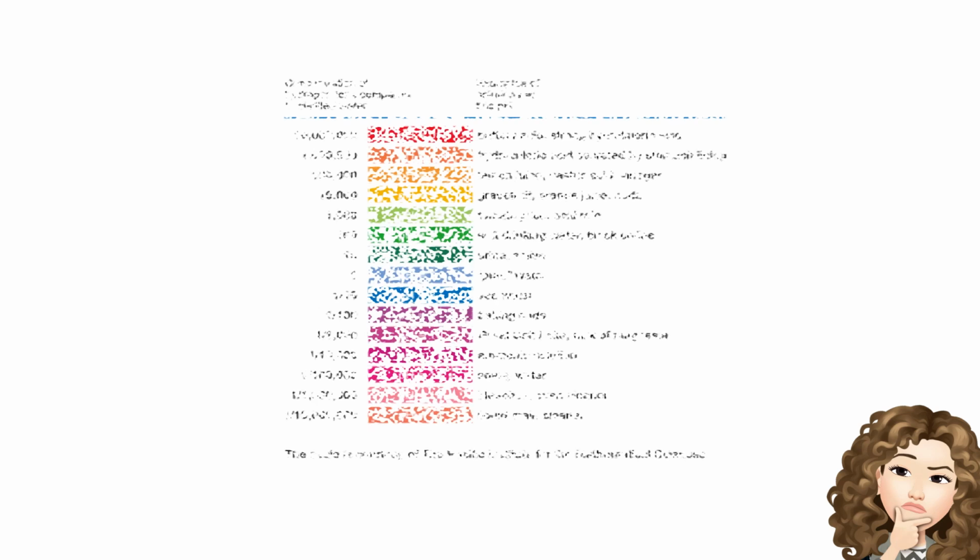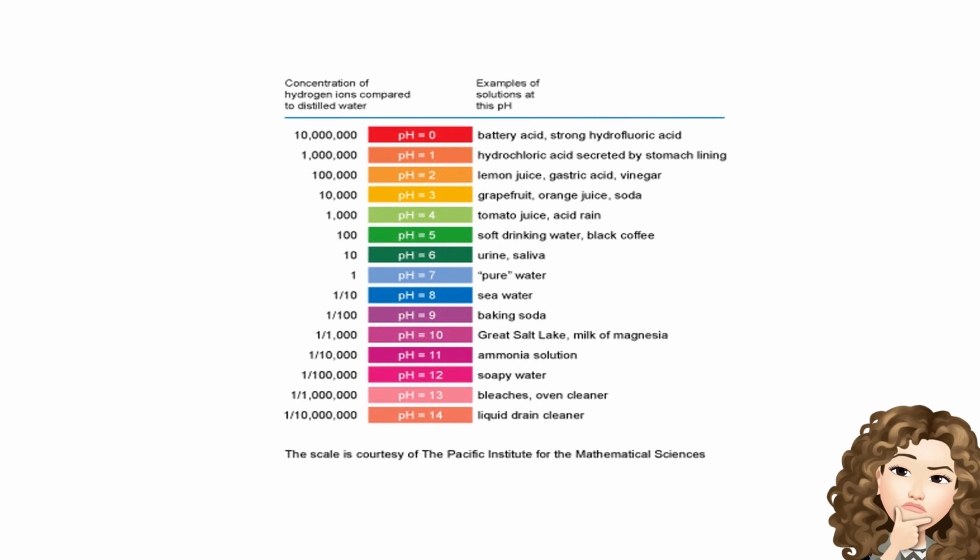Take note that a change in one pH unit represents a tenfold change in the acidity of the solution. So for example, we have here pH 1 and the second solution is pH 2. The first solution is not twice as acidic as the second. It is actually 10 times more acidic than the second.